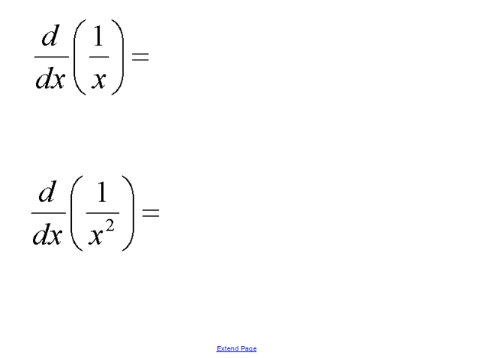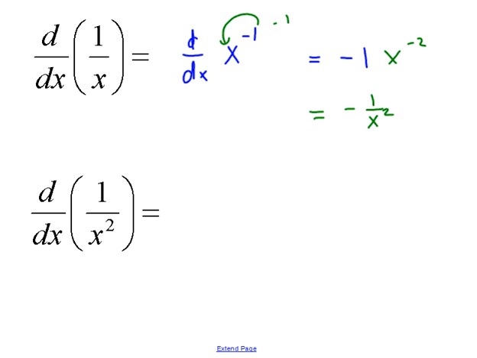Some other ones don't look like powers, but we can rewrite them so that they are powers. I can write 1 over x as x to the negative 1. Then when I take the derivative of that, I take my negative 1 down, and then I reduce this by 1 power, so I subtract 1, which leaves me with negative 2, which can also be written as negative 1 over x squared. Either one of those is an acceptable answer.